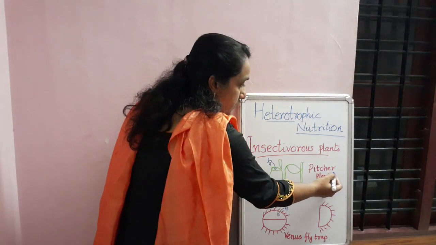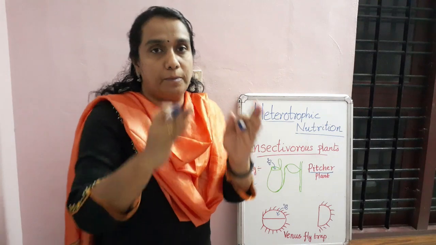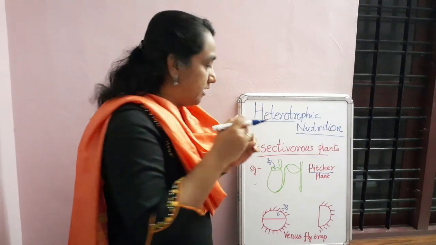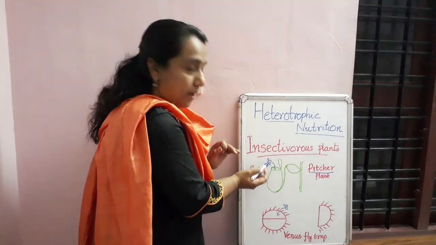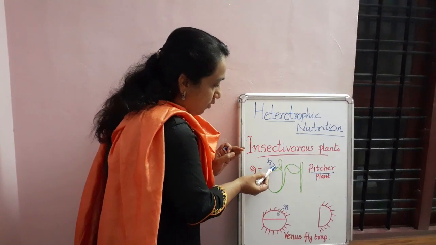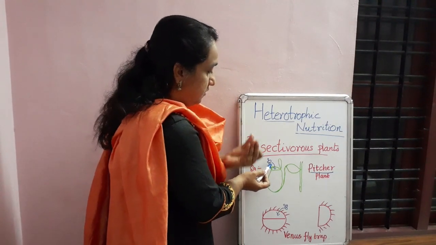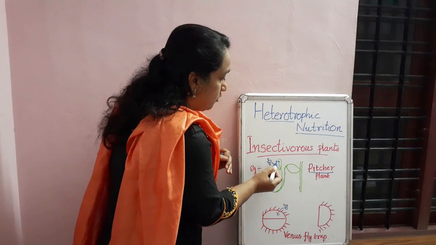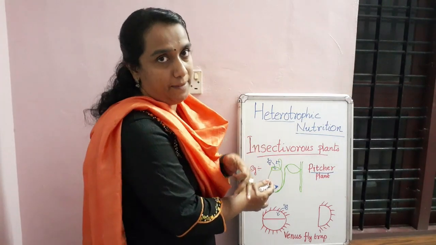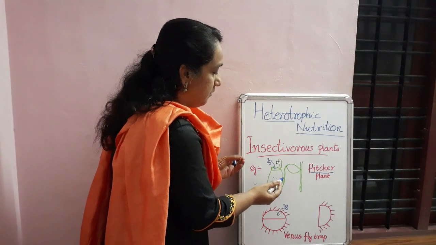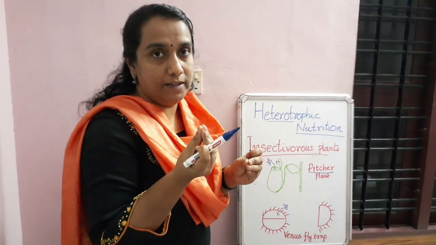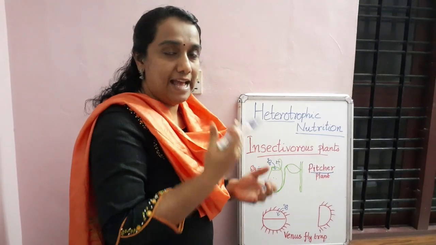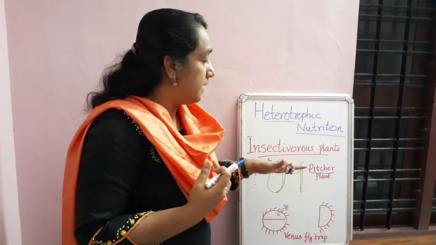Pitcher means jug shape. It will be jug shaped and colorful. When an insect comes near the plant, it will go inside, thinking some juice will be there. The moment it goes inside, the lid will close, so the insect cannot come back. Inside there will be some jelly like substance, enzymes and chemicals that will digest the insect, and the nutrients will be absorbed into the plant's body.